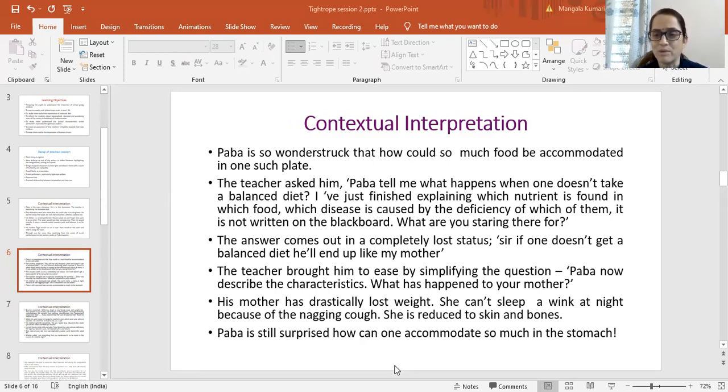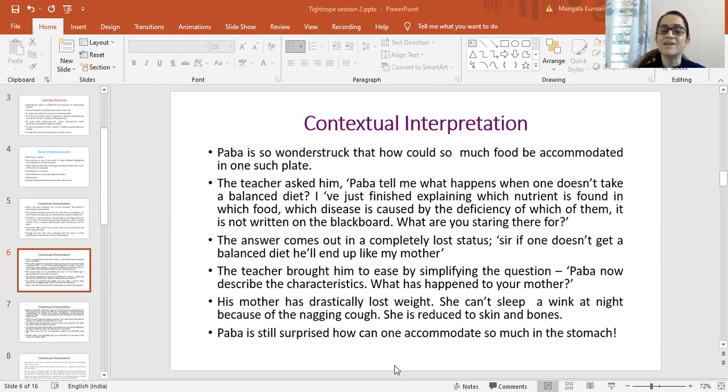So the teacher brought him to ease. He's completely shocked, Baba. Actually, you must be aware of school children, little children especially. Baba is in 7th standard. He's a small, school-going boy. Among school children, you must be aware of the fear of the teacher. And he's so scared. The teacher is asking him a question. Of course, Baba is an intelligent boy, you will know that later. The teacher made him easy. So he transforms his question, makes him understand it and convinces him to answer. The teacher brought him to ease by simplifying the question.